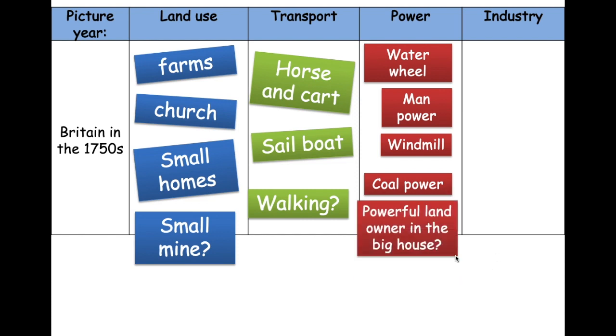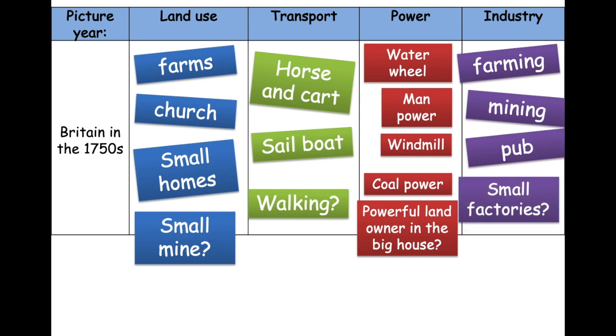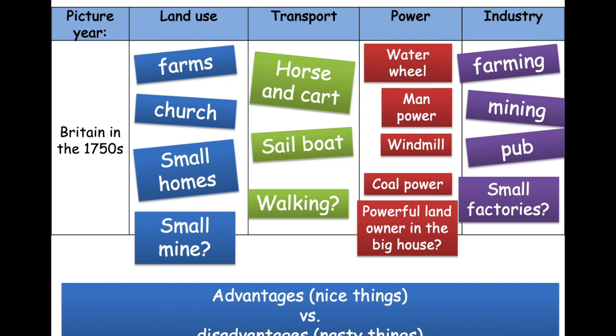Powerful landowner in the big house. So on the image, you'll see that there is a house that's significantly larger than the others. Could that be potentially the person who owns the land that everybody else is working on? And finally, industry. Obviously, there's lots of farming because there's lots of open land. We see some mining, potentially a pub, and maybe some small factories, but nothing like we're going to see in the next couple of images.